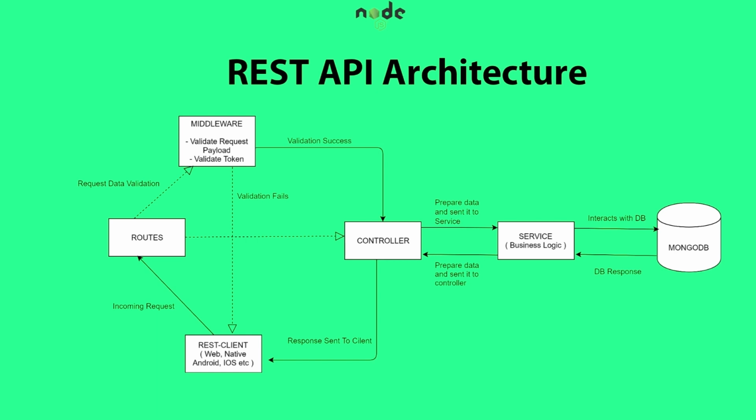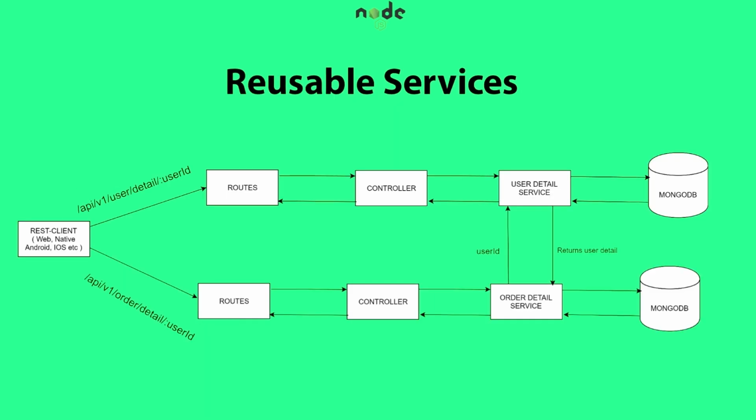It will help you a lot because a lot of services will internally call other services to get the data. Let me explain by example how this reusable service is going to help us. As you can see on the screen, consider this example where we have two APIs. The first one is to get the user detail, and the second one is to get the order detail of a particular user. In the user detail API, you ask for the user ID in the path parameter, and you simply go to the user detail service, fetch the data from the database and give the response back to the client.